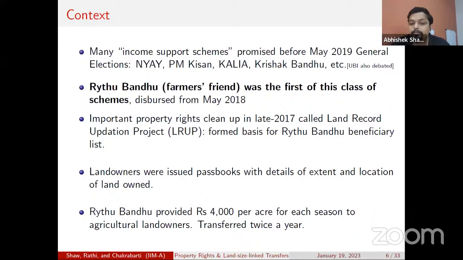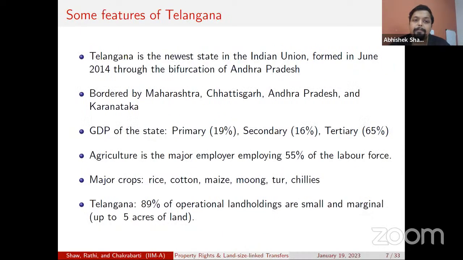Raitu Bandhu essentially provided a 4,000 rupee per acre per season transfer to agricultural landowners. This happens twice, once before the Kharif season begins, and once before the Rabi season begins. This amount has now been increased. I think it's 5,000 since June 2019.